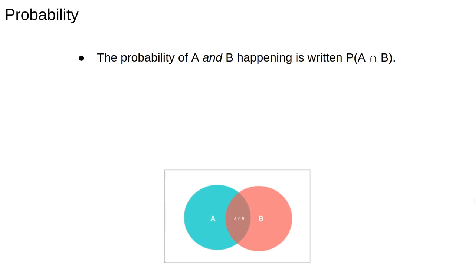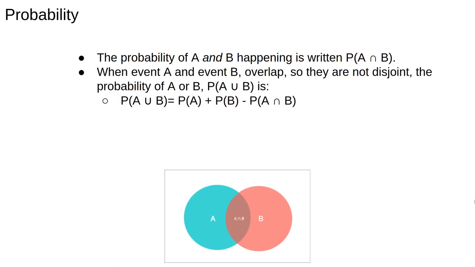To figure out what to do in this case, we need another bit of set notation: the probability of A and B happening simultaneously. This is written with an upside down U and read as A intersection B, or A and B. So the Venn diagram is pretty clear, but just to spell it out, when the event A and the event B overlap, they have elements in common, so they're not disjoint.